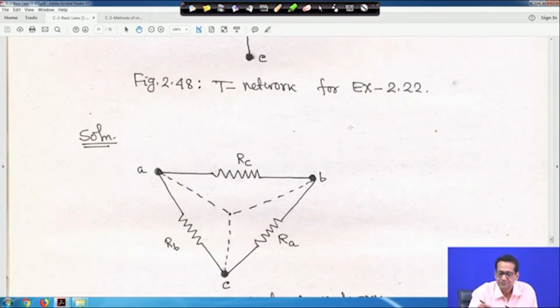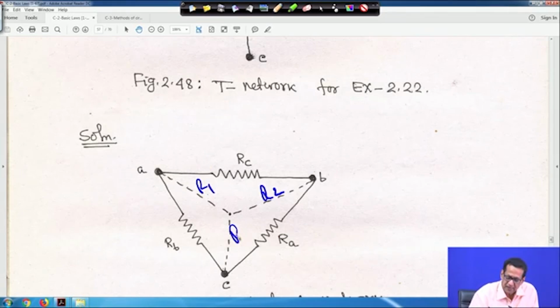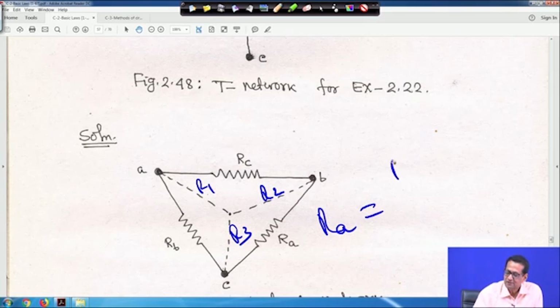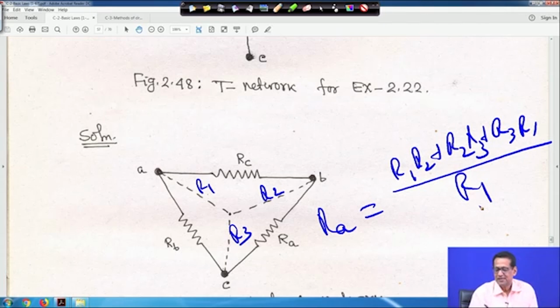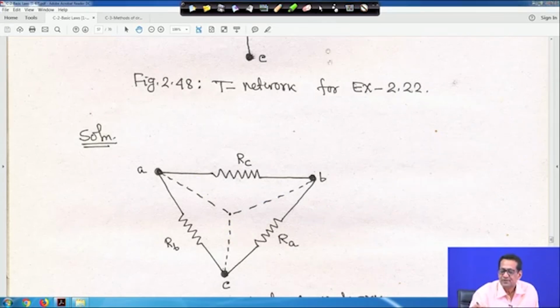So, this is R1, this is R2 and this is R3, right. We have to make it delta, as the star is given. So, we know RA is equal to R1 R2 plus R2 R3 plus R3 R1, the numerator is the same here, divided by that opposite arm R1. Similarly, you will get RB and RC. All the values of R1, R2, R3 are given, so you can easily compute. Let me clean it.